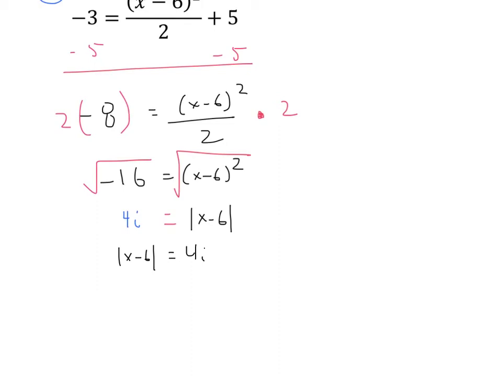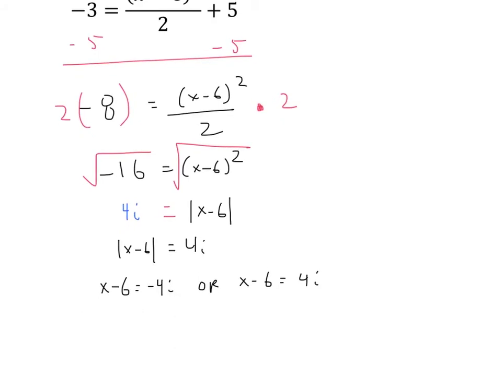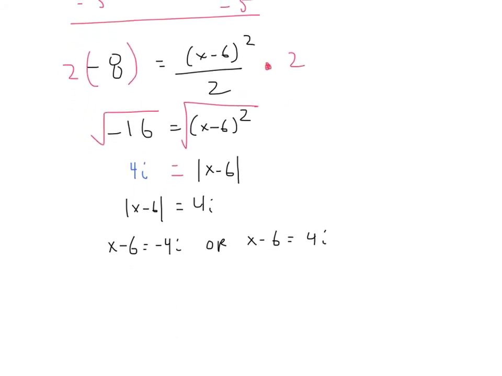All right. So what does that mean? Well, that means that x minus 6 could be equal to negative 4i, or x minus 6 could be equal to positive 4i. Last part here. Let's get the x by itself. I'm going to add 6 to both sides. And what do we end up with? On the left we get x, and on the right, we have this quantity here, negative 4i plus 6.